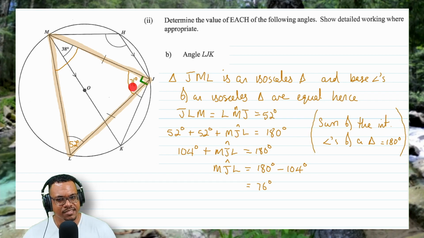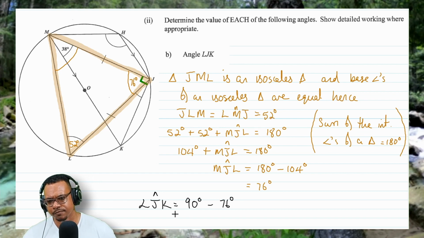So now that we know that here is 76 degrees, all we have to do is take away 76 from 90 to get this angle here, which is LGK. Right? L to G to K. So angle LGK is equal to 90 degrees take away 76 degrees. So that's equal to 14 degrees. And of course, two angles that add up to 90 degrees are called complementary angles. So the reason for this will be complementary angles.